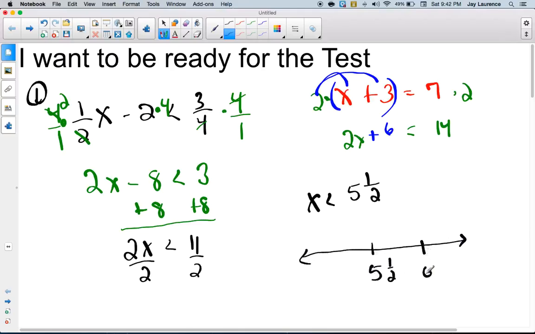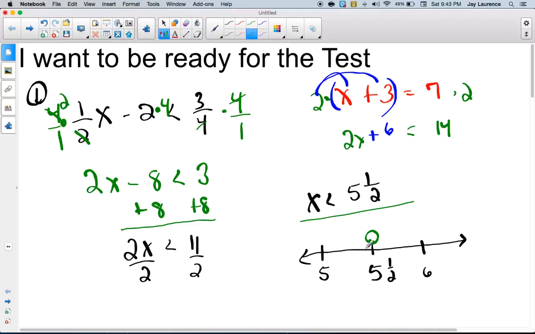Okay, I'll put 6 over here, and I'll put 5 over here. And then it's going to be an open point because 5.5 does not make this true. It is not a solution. What number does make it true? Well, I think 5 does.